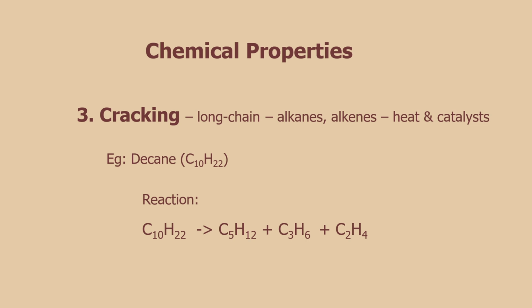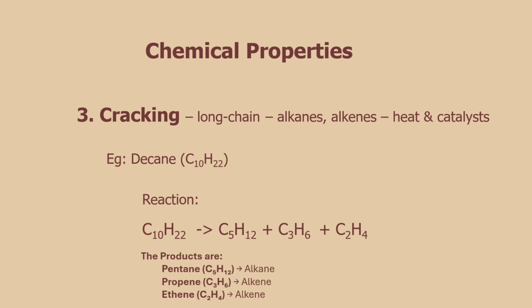The reaction for this is C10H22 produces C5H12 + C3H6 + C2H4. The products are pentane C5H12, an alkane, propene C3H6, an alkene, and ethene C2H4, an alkene. The explanation for this: cracking breaks long-chain alkanes into smaller alkanes and alkenes. The alkenes produced are useful for making plastics and chemical synthesis. The smaller alkanes are used as fuels.